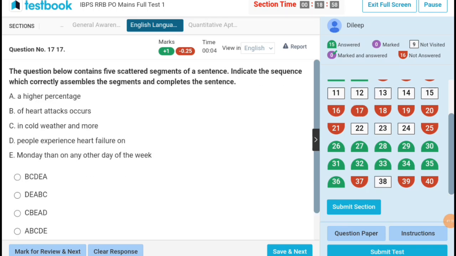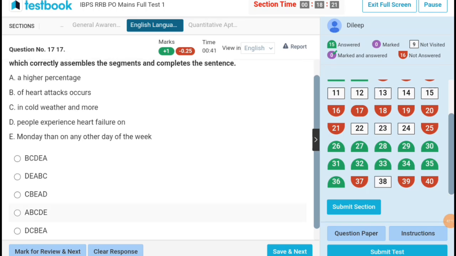So next, that is people experience heart failure on a higher percentage of heart attacks occurs in cold weather and more people experience heart failure on Monday, day of the week. A higher percentage of heart attacks occurs.